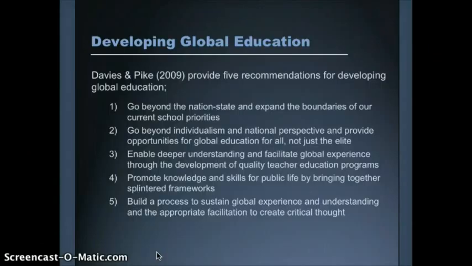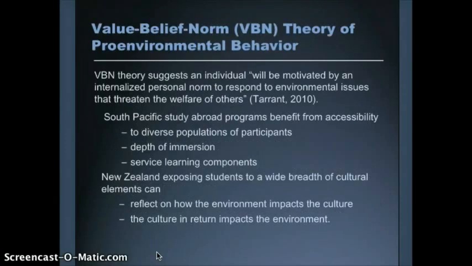Number 4, promote knowledge and skills for public life by bringing together splintered frameworks. This includes a lot of cohesion of what might have been considered non-cohesive elements in the past. Number 5, build a process to sustain global experience and understanding and the appropriate facilitation to create critical thought. In the end, critical thought is a huge part of global thinking and global education. If we can't think critically, how can we actually think through the problems that we have to face?